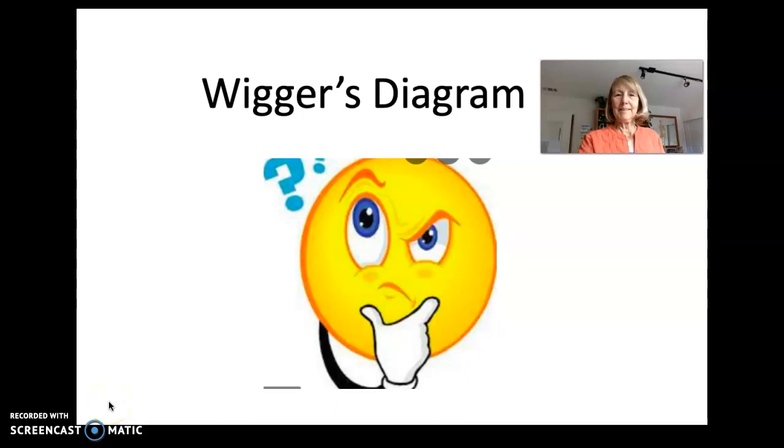Okay, welcome back. We're on to Wiggers' diagram. Poor Mr. Wiggers, I think lots of anatomy physiology students have yelled at him in their studies because it is a little confusing, but it really is a fabulous diagram that will help you understand.